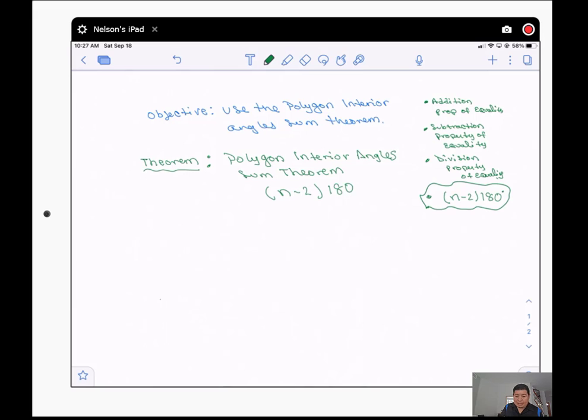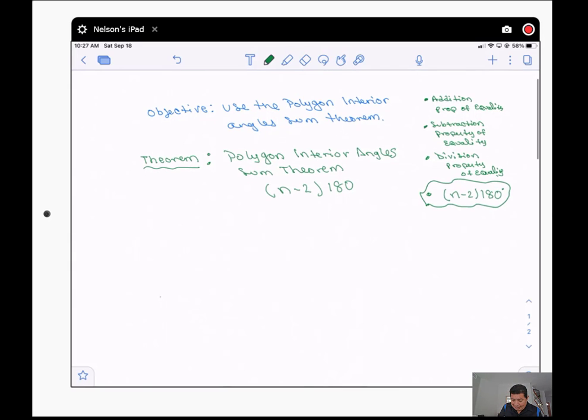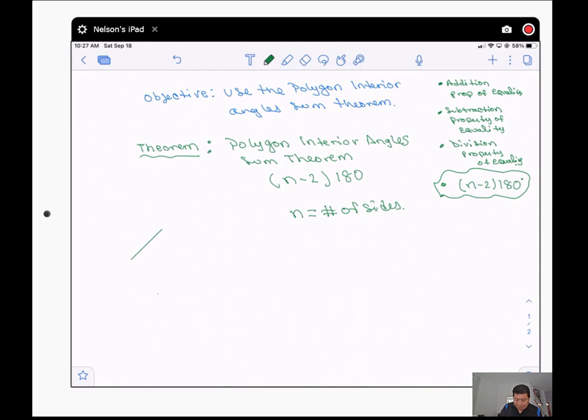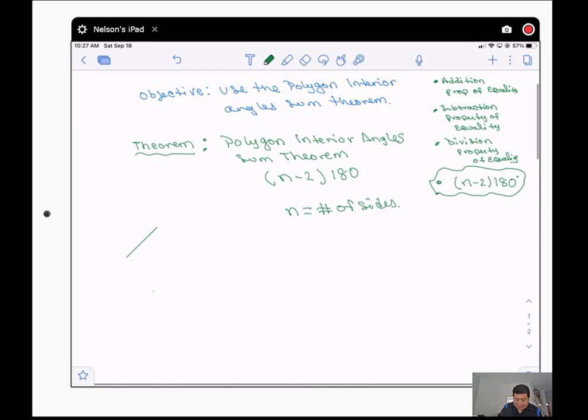First thing that we want to do is understand what the formula is saying. If you notice, the formula has the letter n. The letter n is always going to be equal to the number of sides. It's always going to be the case. As an example, I am going to give you something that we refer to as a pentagon. Now, a pentagon is a polygon that has five sides.